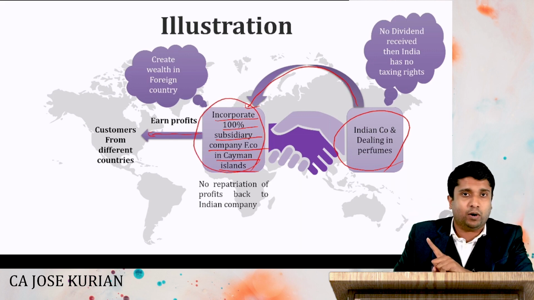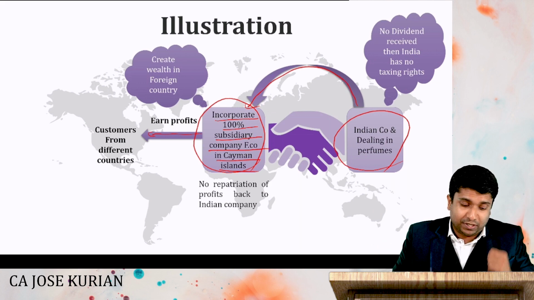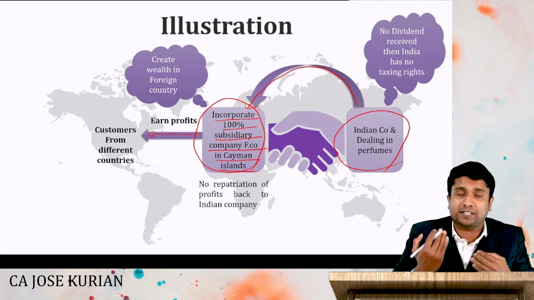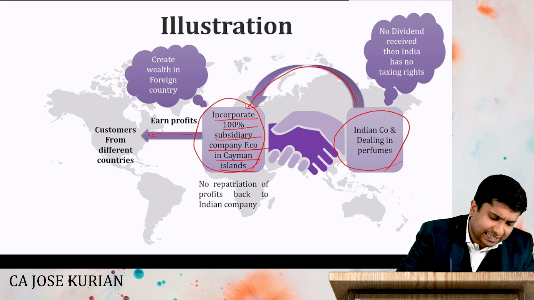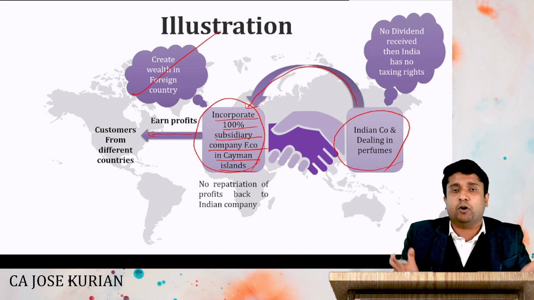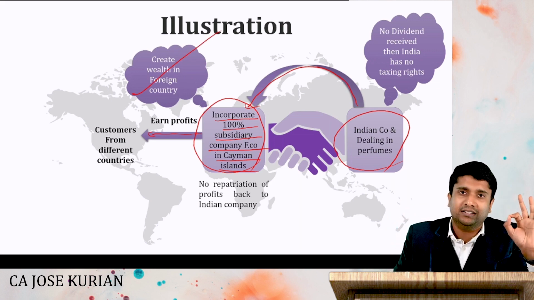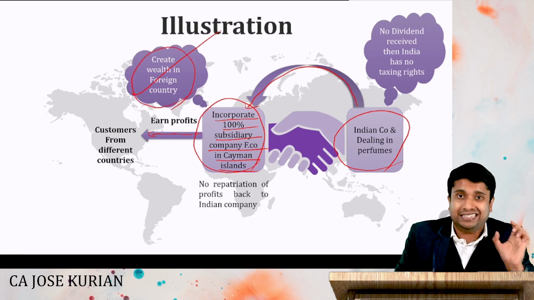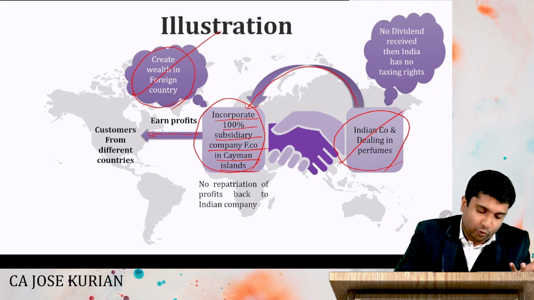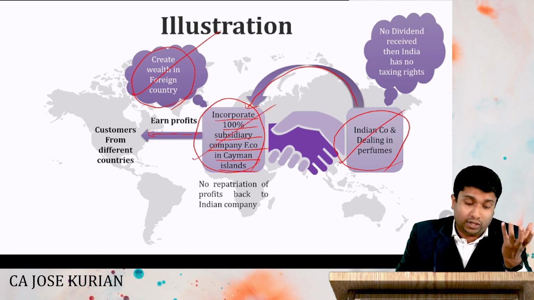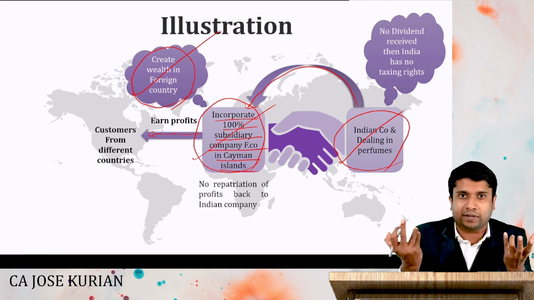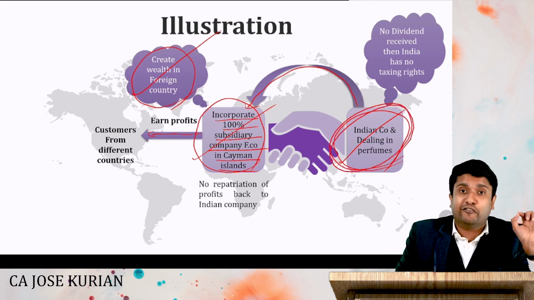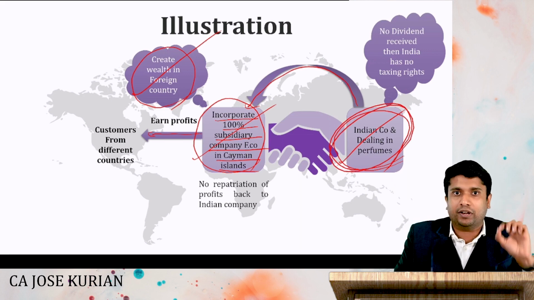Now, there are two companies. Number one, the Indian company, the holding company, and number two, the subsidiary company, that is the foreign company. So this foreign company is earning a huge amount of profits by selling the perfumes globally. And they keep on creating profits or wealth in the foreign country. Now, the question is, is the wealth created by the foreign company that of the Indian company, yes or no? Because the 100% holder of that particular foreign company is an Indian company. So we can say indirectly this Indian company is creating wealth in the foreign country by making use of a foreign company, yes or no?